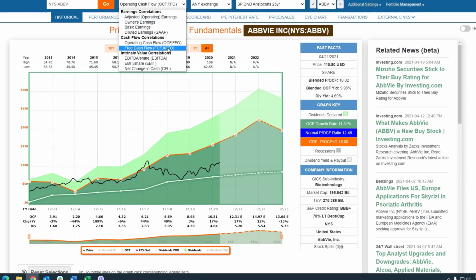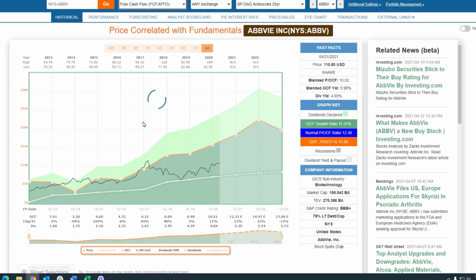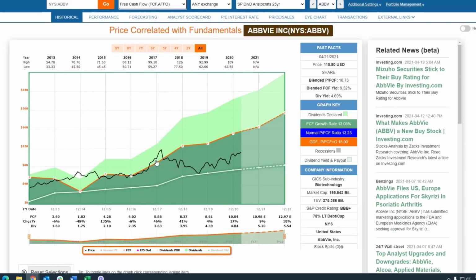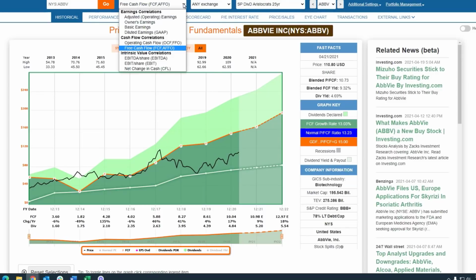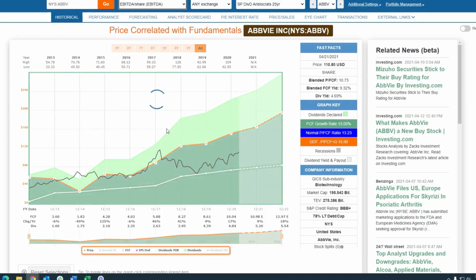Okay, then I go into free cash flow, because free cash flow is what's left over after what it costs to run the business. And I want to see, does the company have free cash flow that covers the dividend? And once again, AbbVie passes the test, completely. Then I'll go ahead and look at other metrics like EBITDA and EBIT. And I'm not going to go through all of them, but you get the point.